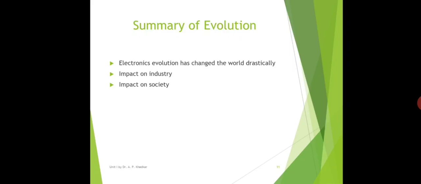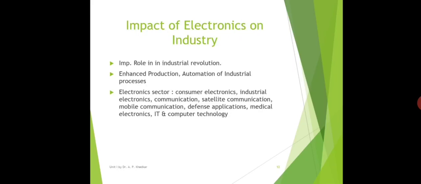So we can summarize over here about evolution. We can see that electronics evolution has changed the world drastically. It has a lot of impact on industry as well as on society. If you see the impact of electronics on industry, then every industrial sector that belongs to electronics has changed tremendously.